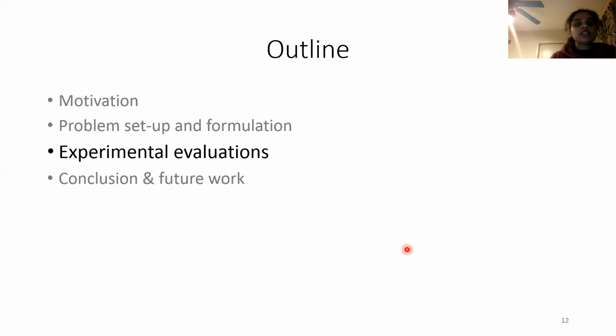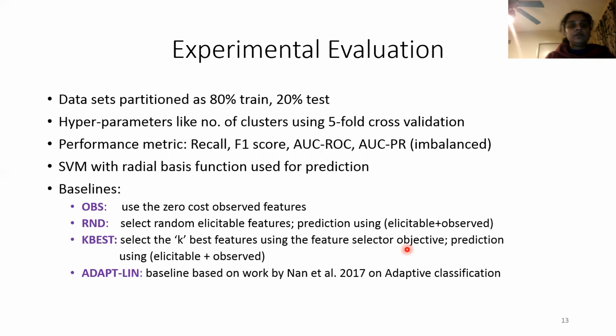Moving on to the experimental evaluations. Data sets are partitioned into 80% train and 20% test. The various hyperparameters like number of clusters and the regularization coefficients are chosen using five-fold cross-validation. We report metrics such as recall, F1 score, AUC, ROC for imbalanced data sets and accuracy for balanced data sets. And SVM with radial basis function is used for prediction.